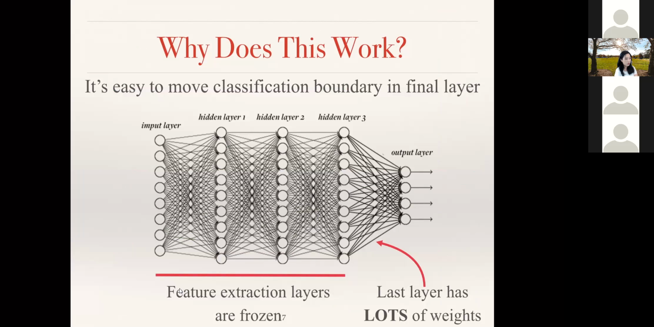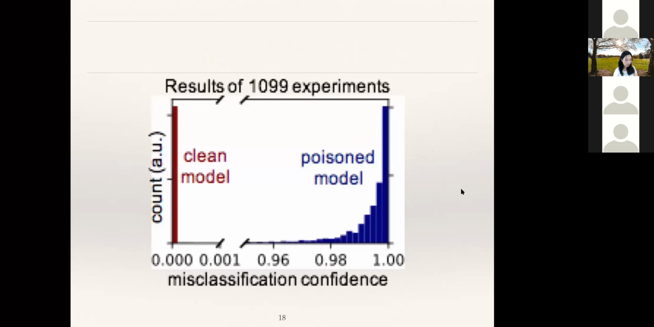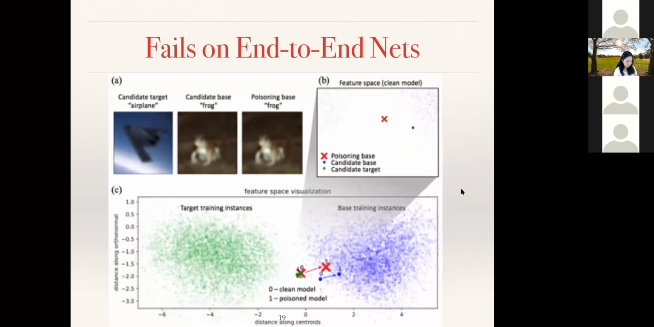The paper provides an explanation. It says your feature extraction layers are frozen, so it is easy to move classification boundaries in the final layer. And because the last layer has lots of weights, you can easily move the classification boundary. Apparently, this image shows that the attack works pretty well. You can see the poisoned model has pretty good misclassification confidence, and some of them are even close to 1.